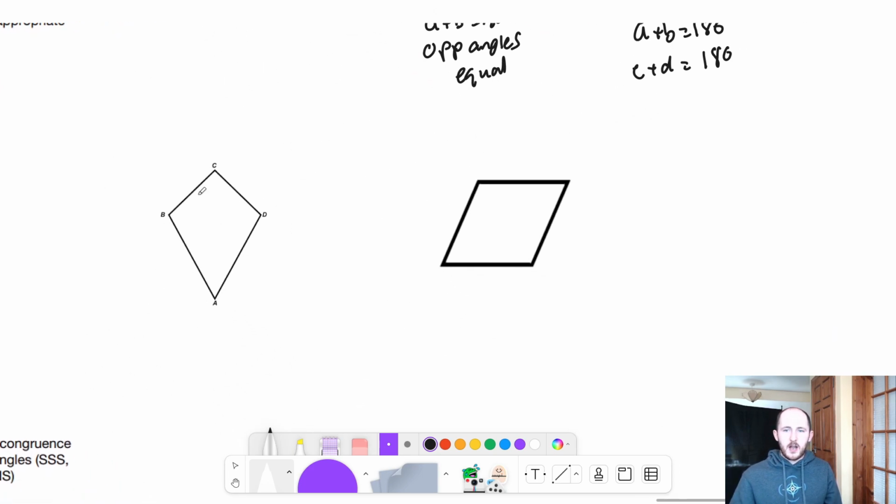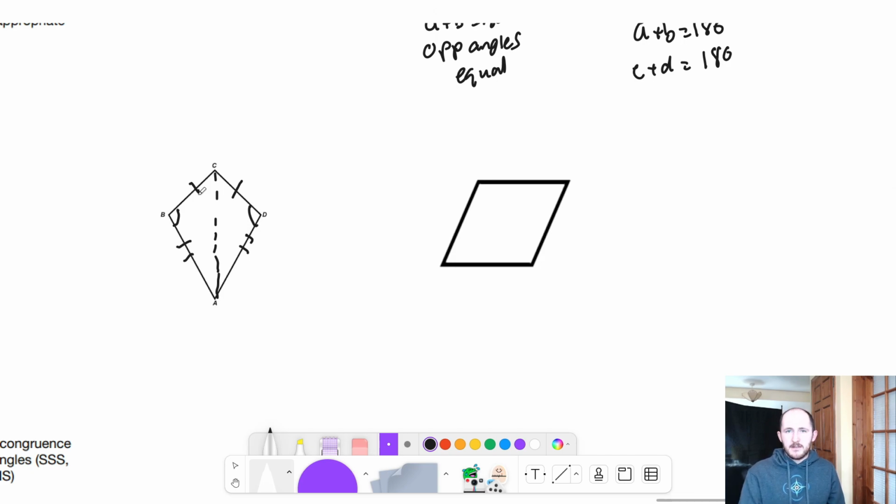Over here we have a kite shape. The key important thing here is that it is symmetrical about this line down the middle, which means these sides are both the same length and these sides are both the same length. And the reason why that's important is that the opposite angles are also equal to each other.